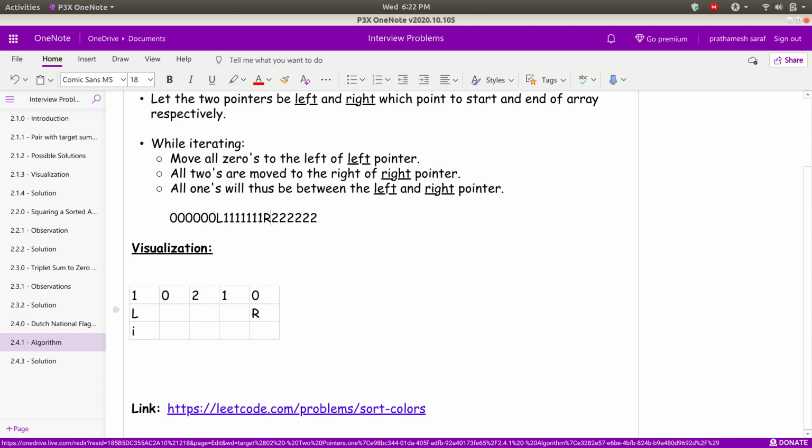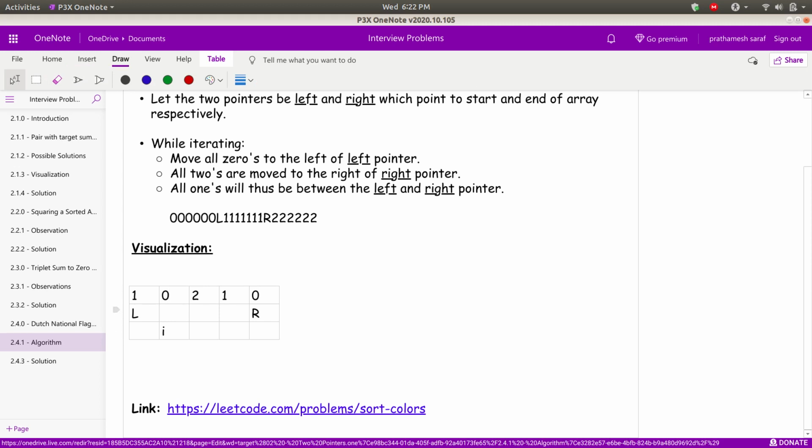Now my left pointer will be pointing at the start of the array. My right pointer would be pointing at the end of the array, and this is my I iterator, you can say. Now initially at the ith position I have my value 1. So since at the left position I am going to have the value 1, I will just increment this iterator, that is I. Now I am at this position, and now my ith value is 0, right?